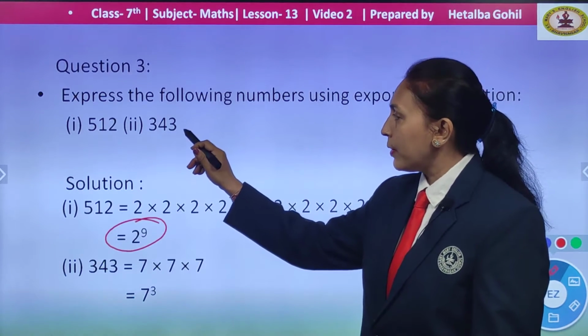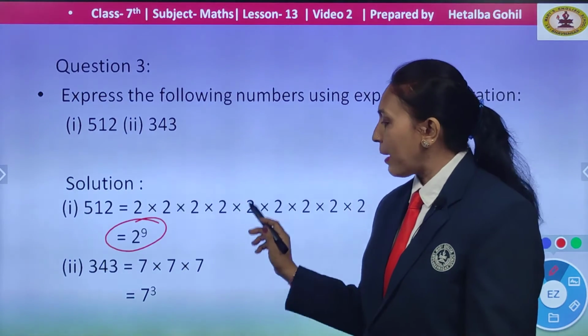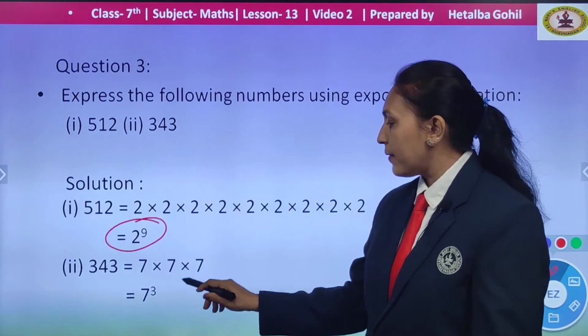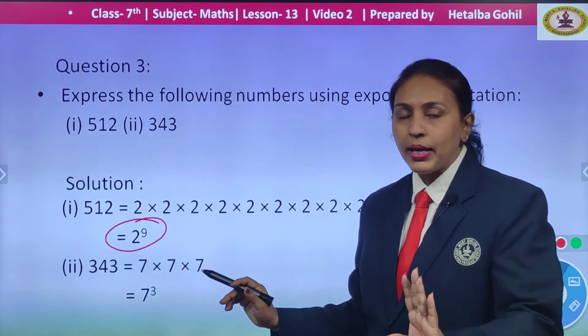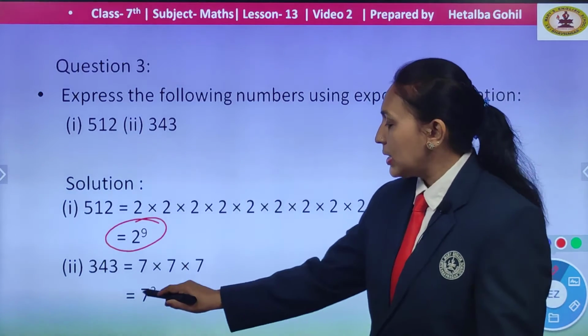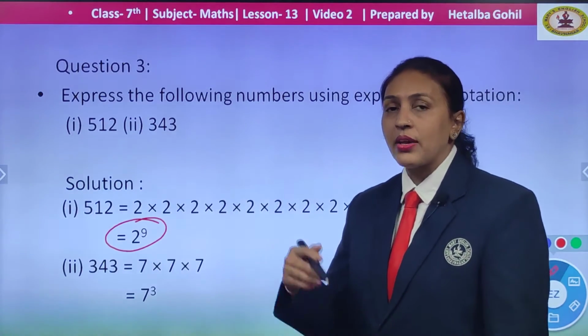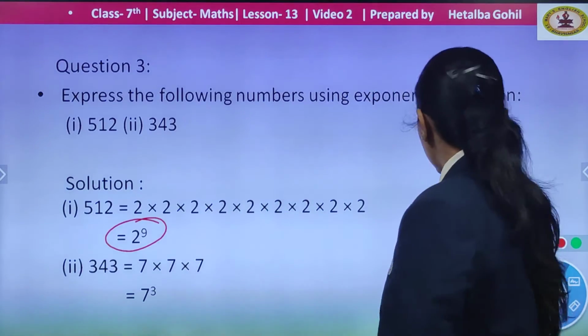Similarly, 343, find the prime factors, that is 7 into 7 into 7. That is 7 multiplied 3 times. So 7 raised to 3 or 7 cube, 1 and the same.